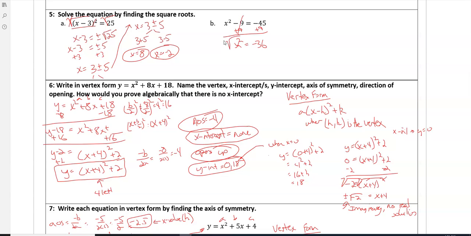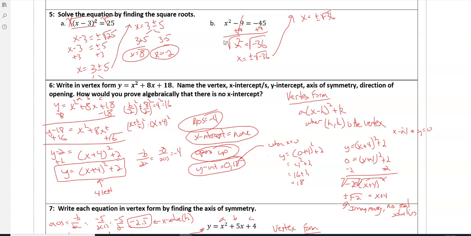Okay, now I can square root both sides. I get x is equal to plus or minus the square root of negative 36. I'm going to bring it up here so I have more room. The square root of 36 is 6.